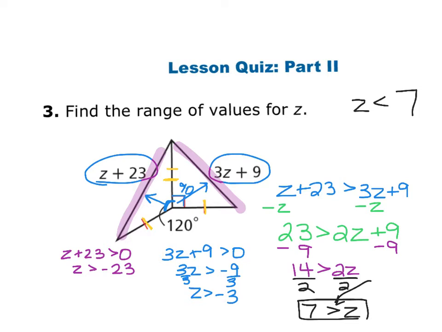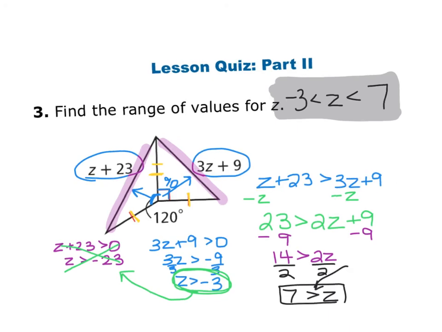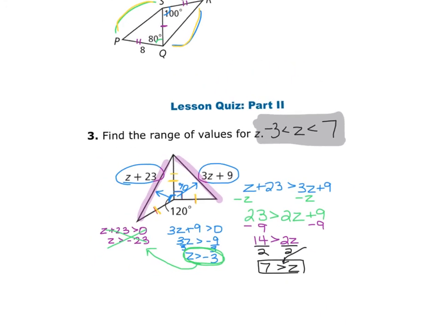So since I need the larger of the two, because if I pick a number that is less than negative 3 but still greater than negative 23, it doesn't work for this one. So I ignore the smaller of the two and keep that Z has to be greater than negative 3. So now I have the second part of my range. Z has to be greater than negative 3, but less than 7. So that's the end of what we're going to cover for 5, 6.